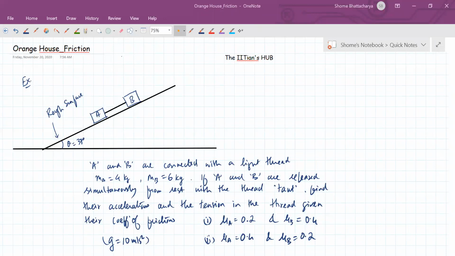So start with this question, and in this obviously you have to start with the free body diagram.